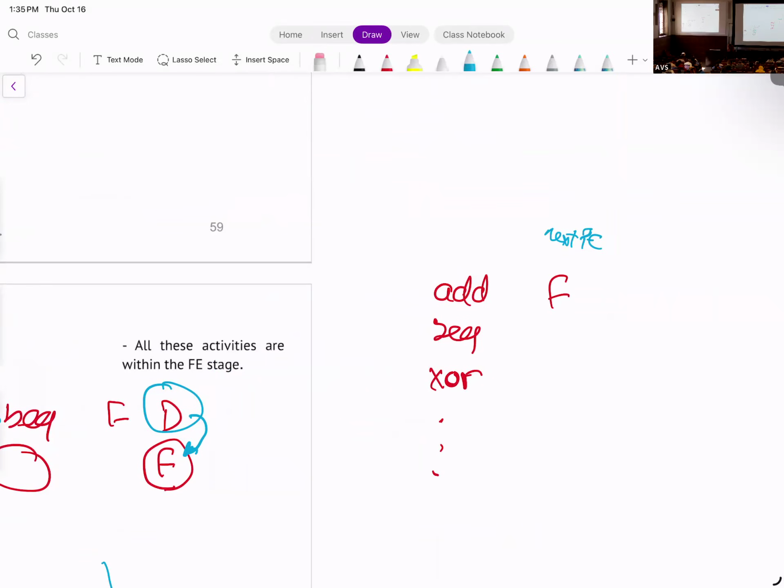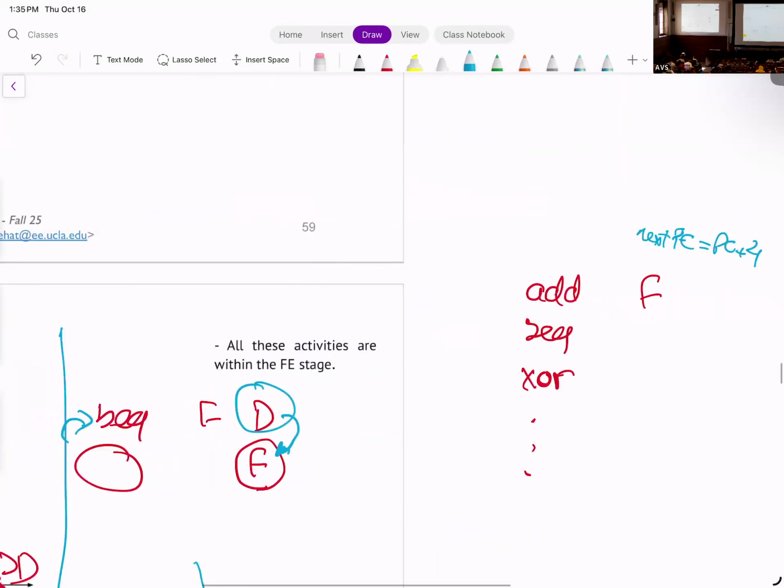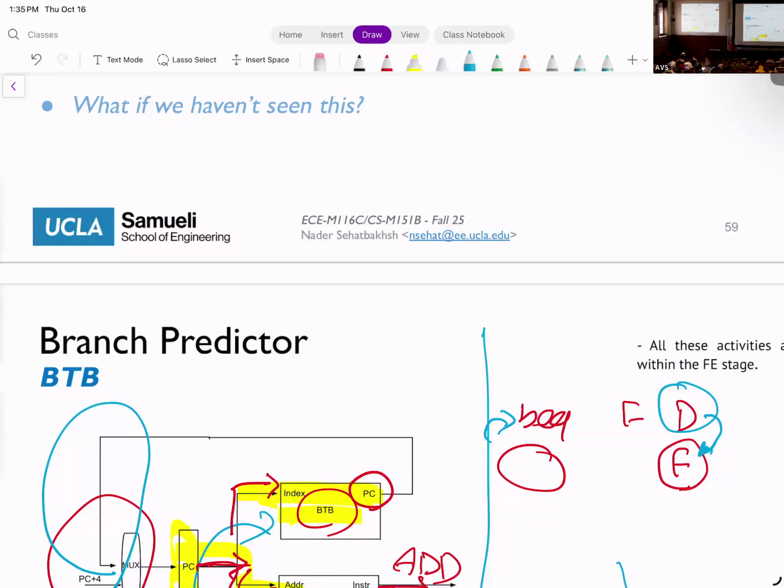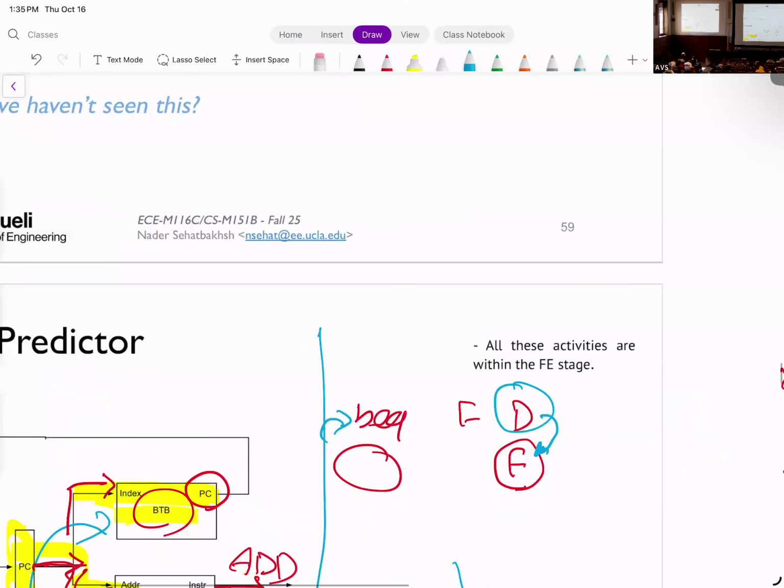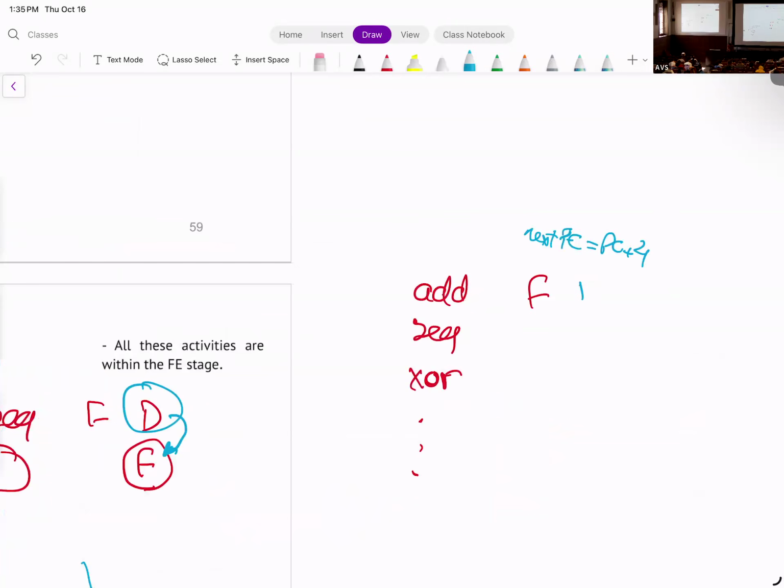My next PC is PC plus 4. Why? Because in this table, there is no match for my add instruction. Now I go to the next cycle. This add goes to the decode stage. Now my branch comes to this fetch stage.